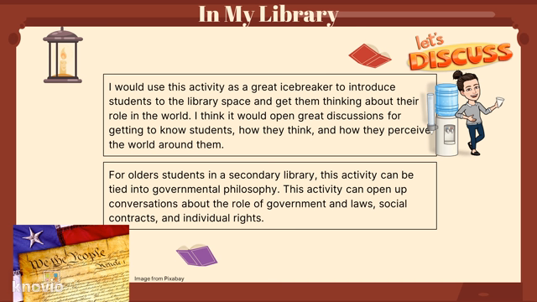For older students in a secondary library, this activity can also be tied into governmental philosophy. This activity can open up conversations about the role of government and laws, social contracts, and individual rights. For example, we can pose to students the question of what is our role in society and how does our impact affect that role that we have or our interpretation of that role? So, this is still a great book to use with those secondary students.